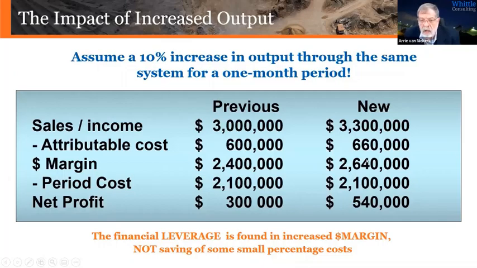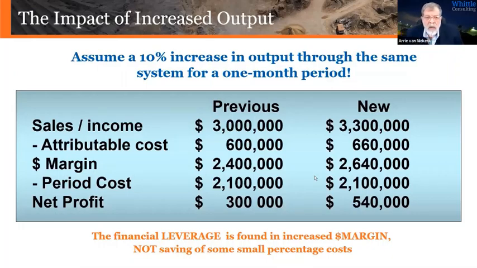This is the new margin or the throughput. The period cost stays more or less the same, and we've got significantly more money. And we use this methodology to make very good financial decisions.